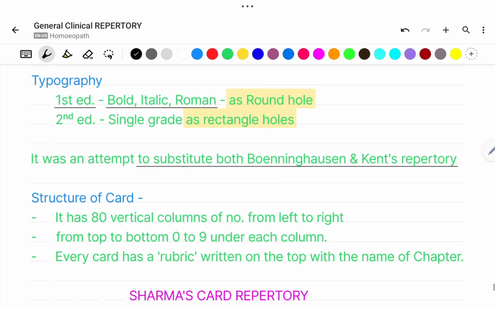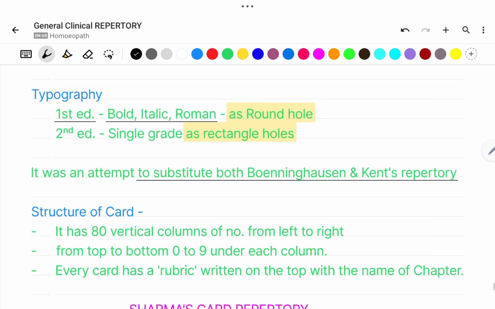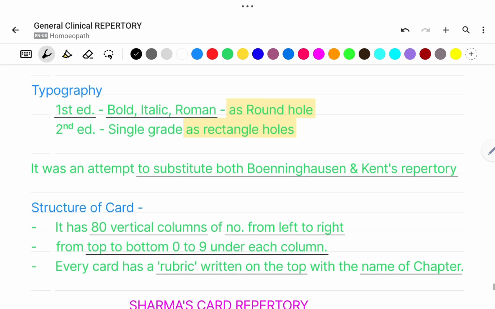Now the structure of this repertory: it has 80 vertical columns, numbered from left to right. From top to bottom, 0 to 9 under each column. Every card has a rubric written on the top along with the name of the chapter.